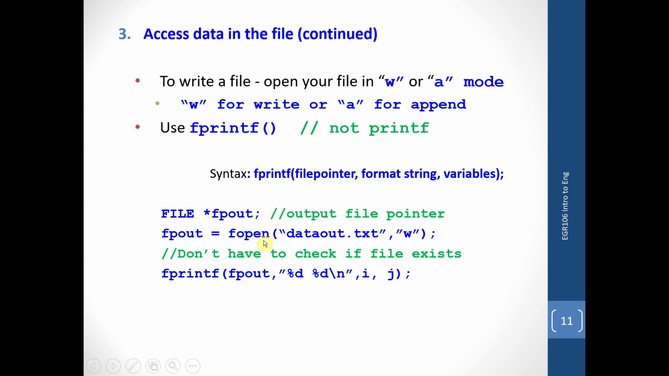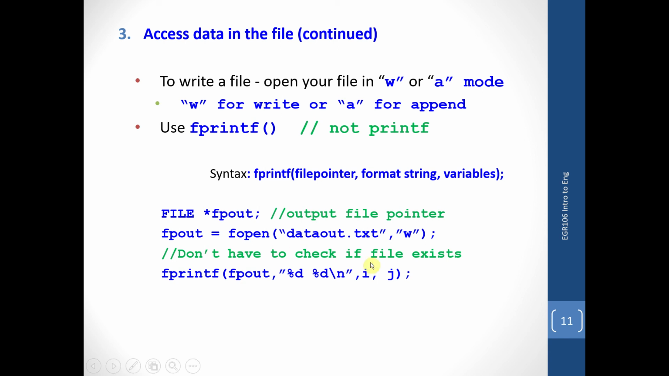fpout equals fopen data.txt, w. I still have to do step 2. I still have to tell it where I want to write to the file, where that file is located, and what mode I want it opened in. Now, if I'm in writing mode, do I need to check to see if the file exists? No, I don't, because even if it doesn't, it'll create it for me.